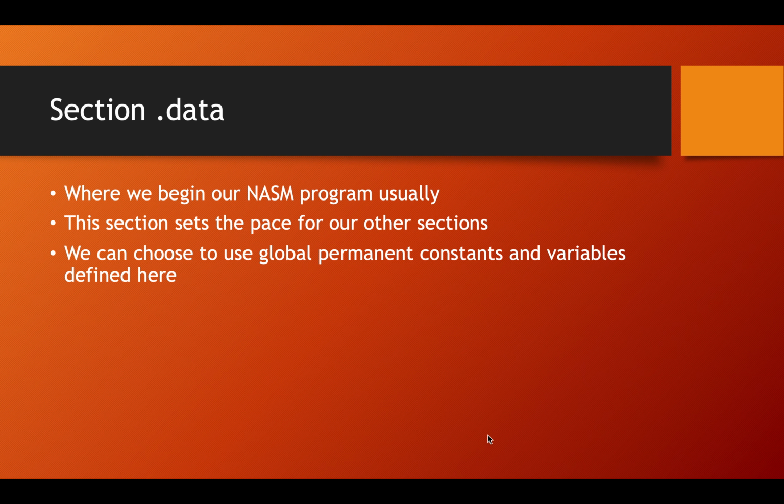This directive shows us that this is where we define our unchanging constants and variables. So for example, in C++, if we're to use the analogy of defining a max number for an array, that's something that does not change. So we would probably use section.data for something like that.